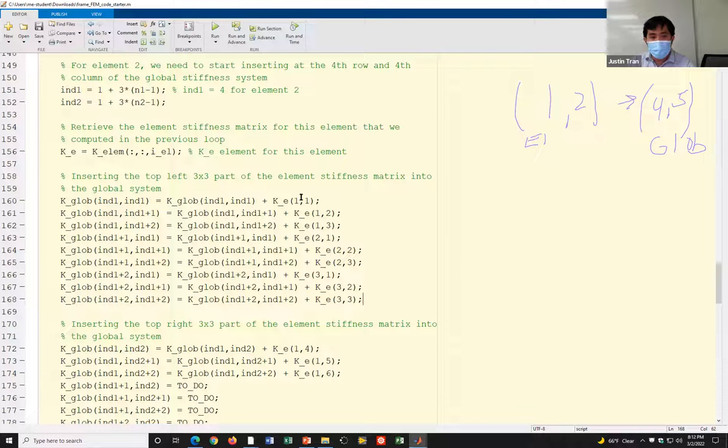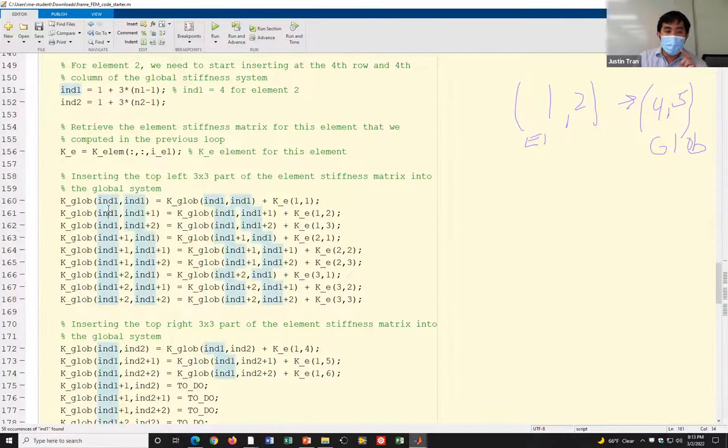So the first row is given by one comma one, one comma two, one comma three, and then two comma one, two comma two, two comma three, 3 comma 1, 3 comma 2, 3 comma 3. Okay. And you can see here that I've inserted them into the appropriate locations in the global system based on this IND variable that I've defined. Okay. And so everything here, the locations, are based on those IND variables. Okay. And that's important because remember, we're doing this for every single element.